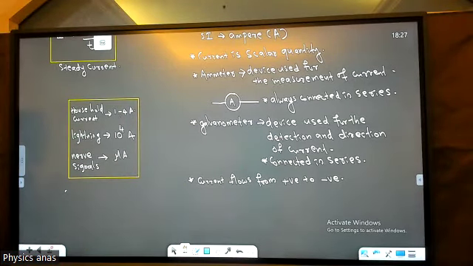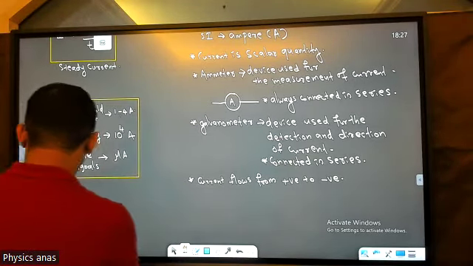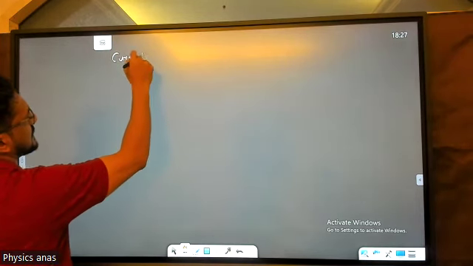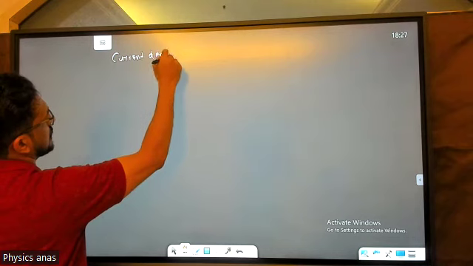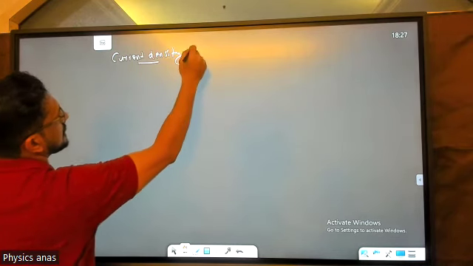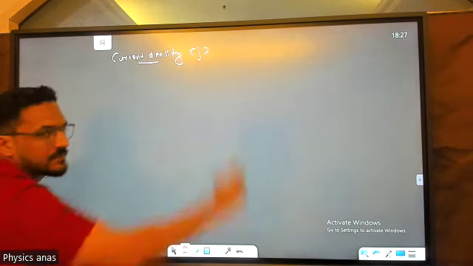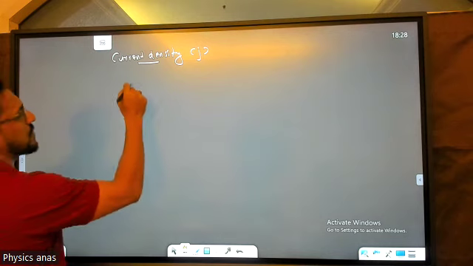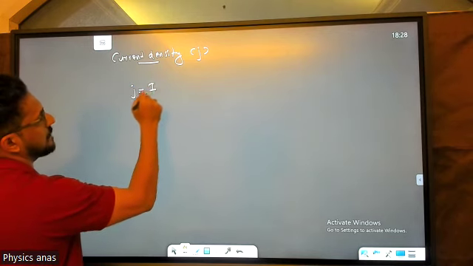Can I move to the next thing? The next thing is current density. Current density is represented with J. I will give you the equation first. Current density is I by A.